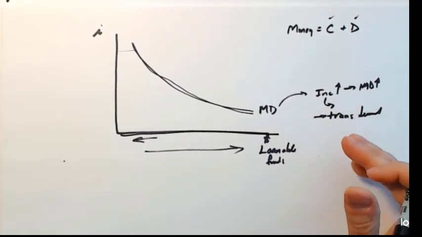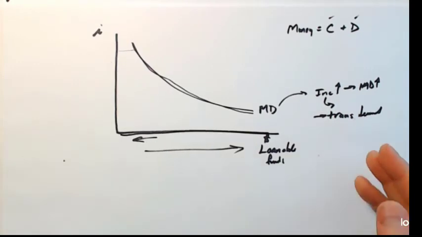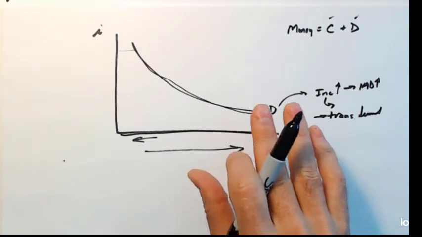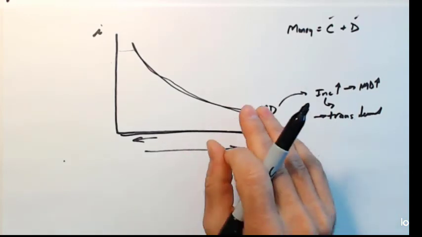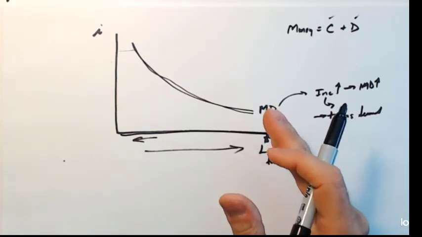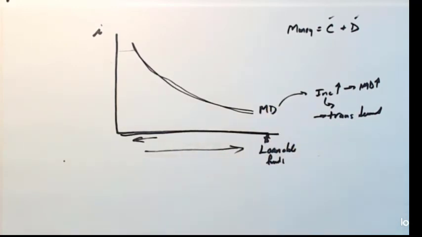There's others, like, for example, some people hold money for portfolio effects. So money has very low risk compared to stocks and bonds. So you want to hold a little bit of cash, you want to hold some stocks, you want to hold some bonds, so that there's portfolio effects and diversification. Let's not worry about that here.